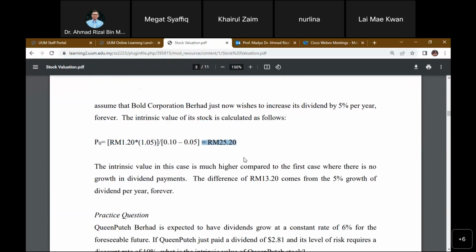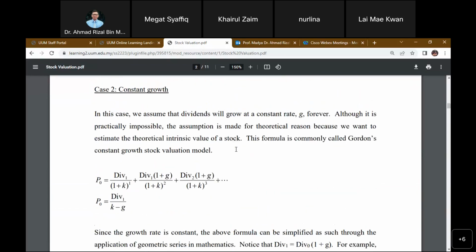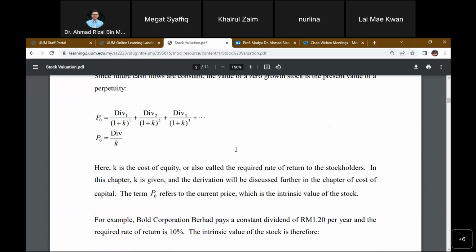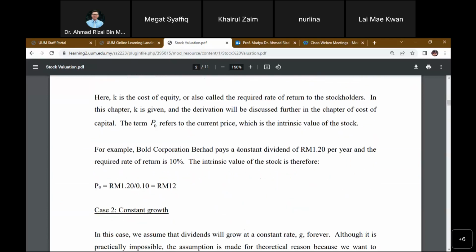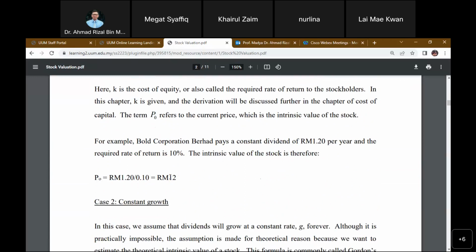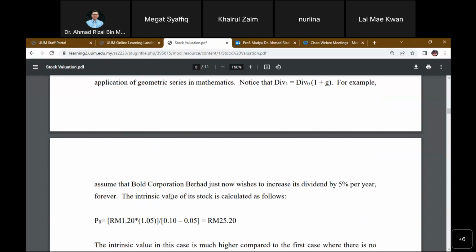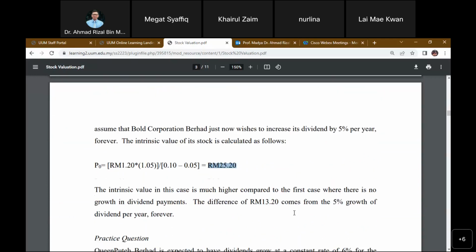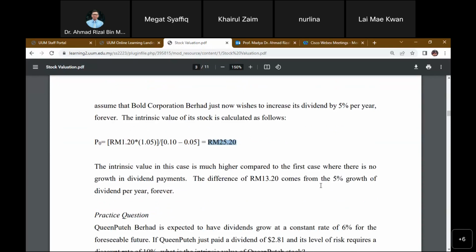Notice that if you compare this with the earlier case, the earlier case was perpetual, right? The dividend is the same every year, 120, so the value of the stock is only $12. But now, since you have this scenario where dividend will increase by 5% per year, the intrinsic value increased to $25.20. Of course, it is much higher, and the difference comes from the 5% growth of dividend forever.